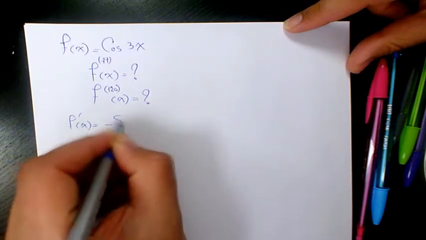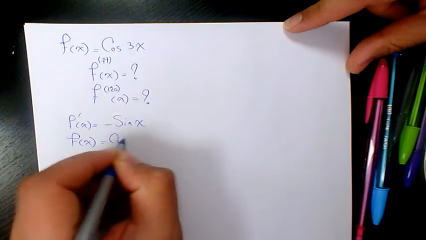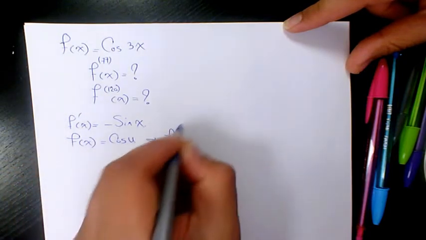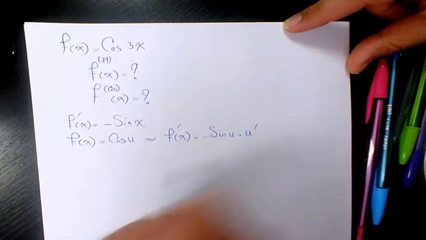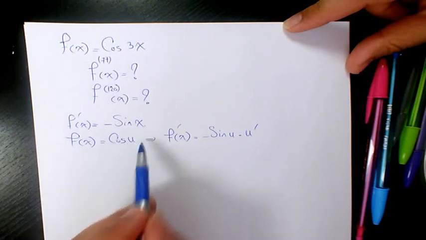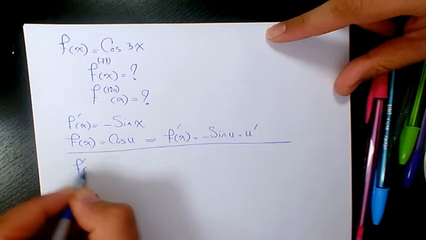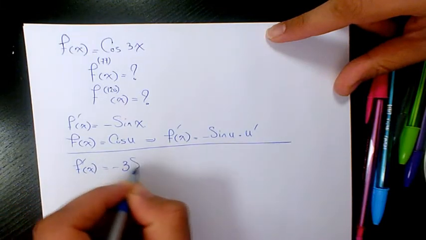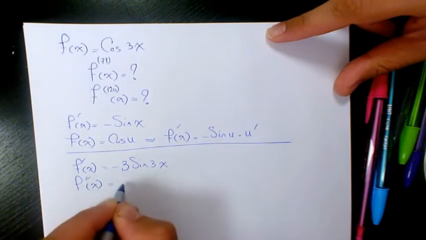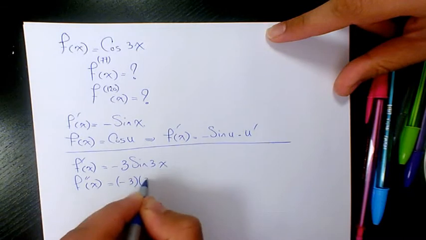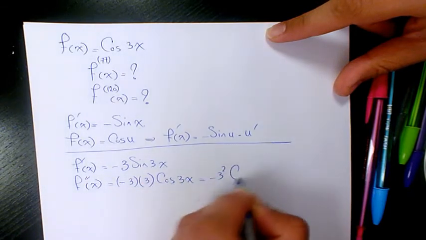You know the derivative of cosine x is negative sine x, and if we have f of x equals cosine u, the derivative will be negative sine u times u prime, if u is a function of x. So the derivative of cosine 3x is going to be negative 3 sine 3x. The second derivative will be negative 3 times 3 cosine 3x, which is negative 3 squared cosine 3x.